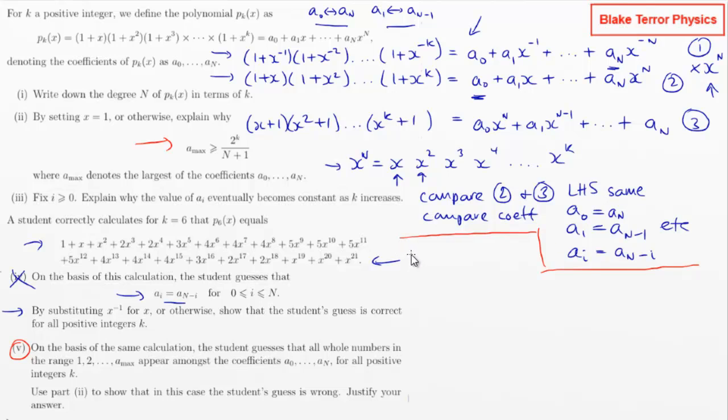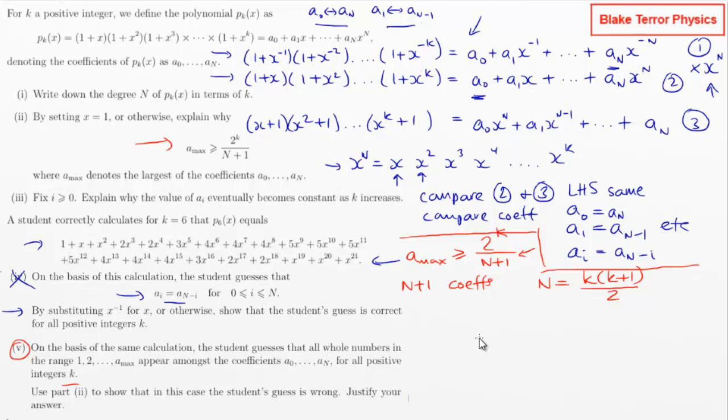So what have we got so far? So we've got that a max is greater than or equal to 2 to the power k divided by n plus 1. So we've got that thing. We also know that the n plus 1 is the number of coefficients that we've got. So we've got that as well. And we also know that n is equal to k plus 1 over 2. So I'm putting that there because it kind of feels as though we're going to need to get all of this in terms of k rather than having n's there.